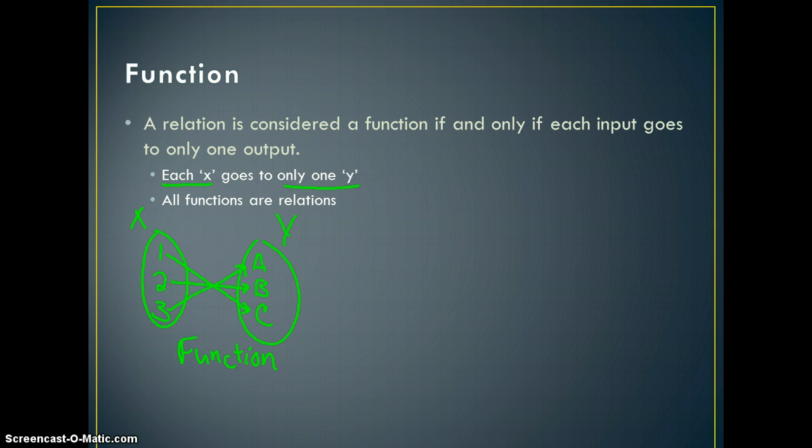I'll give you one that's not a function. I'll put it in red so it stands out. 1, 2, 3, those are my x's. And then let's say I have A, B, C, D. I have 1 going to C, 2 going to B, and then I have 3 going to A and D. Well, this is not a function, and that's because 3 is going to A and D. So that fails the function test. But it would still be a relation.